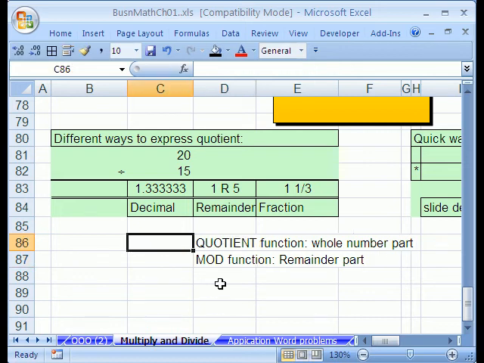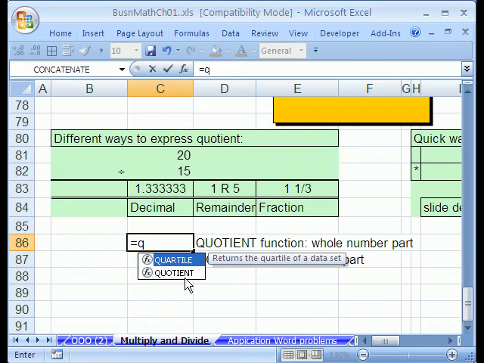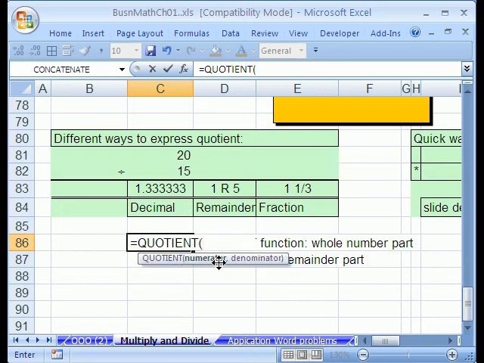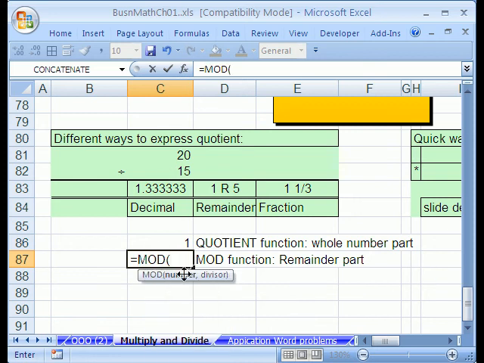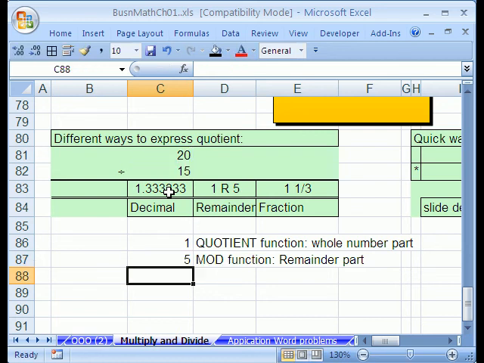So we're going to try the quotient function. And numerator and denominator. Here's the numerator, comma, the denominator. And that'll give us the 1. And then the mod. Notice it doesn't use the same terminology. Shame on them, but actually that's the way it is in the real world. So the number is going to be this, and then the divisor is going to be this. Divisor, also known as denominator. And so that gives us the 5 part.